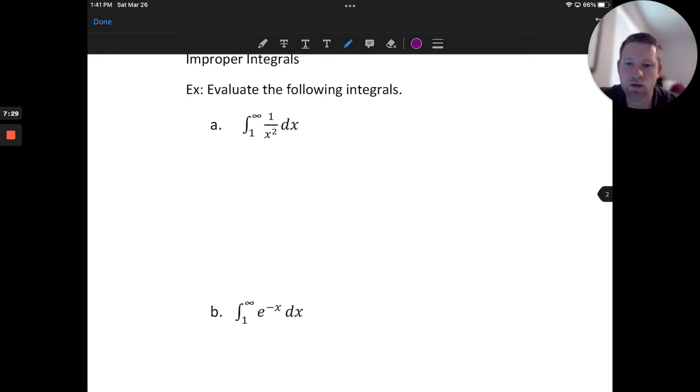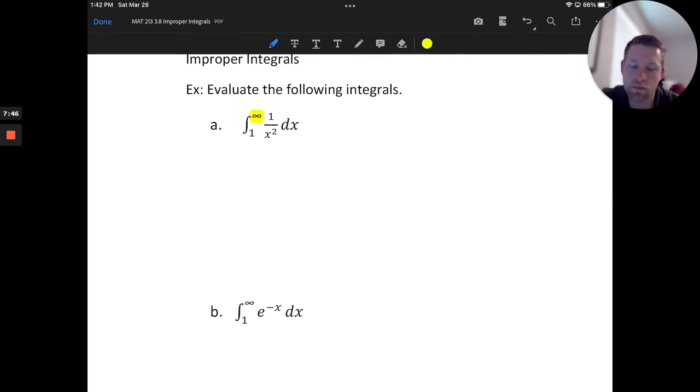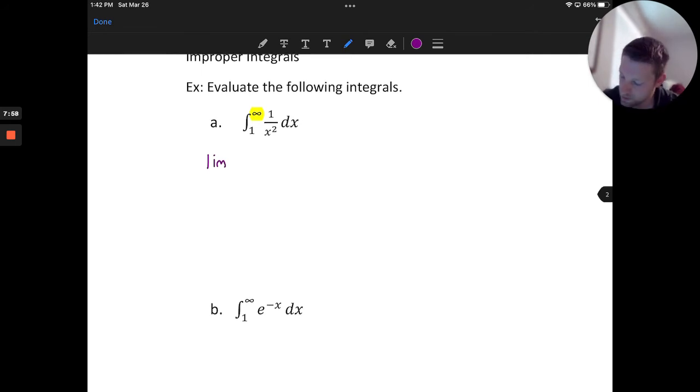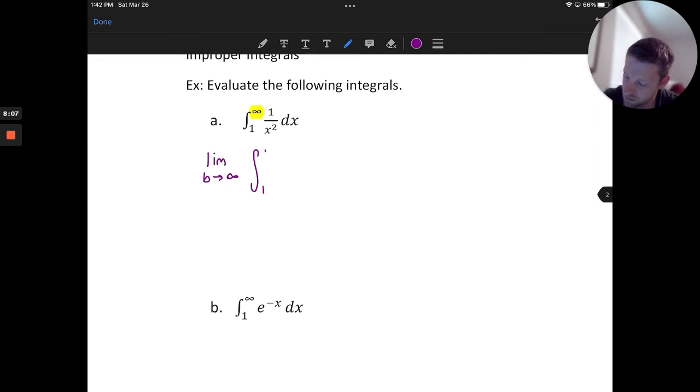So letter A, we have the integral from 1 to infinity of 1 over x squared dx. Again, we can't evaluate this with the bound at infinity right now. But we can consider what happens as this upper bound approaches infinity. So we can write the following. If this is my upper bound, I could call that little b here, and I want little b to approach infinity. We're going to consider the limit of the integral from 1 to b of that same function. And we could rewrite 1 over x squared as x to the negative 2 dx. So we're replacing that upper bound with a dummy variable b and letting that variable b tend off towards infinity.